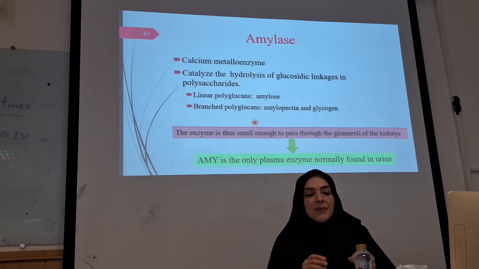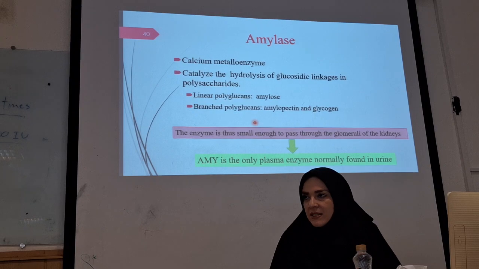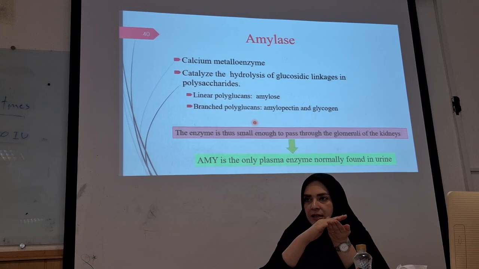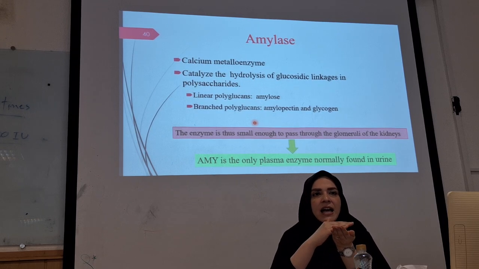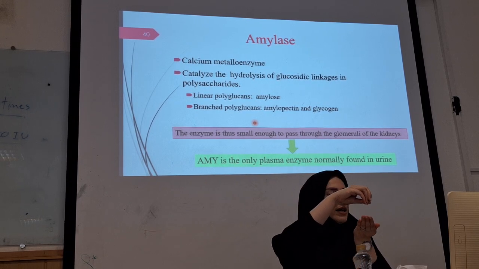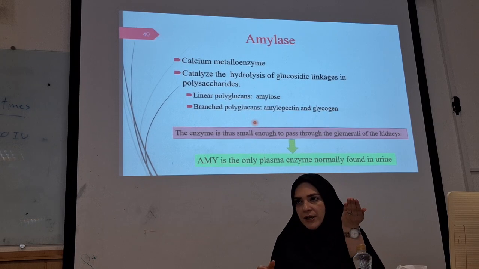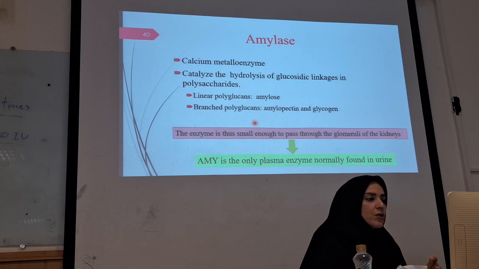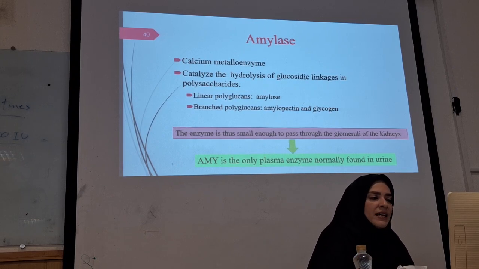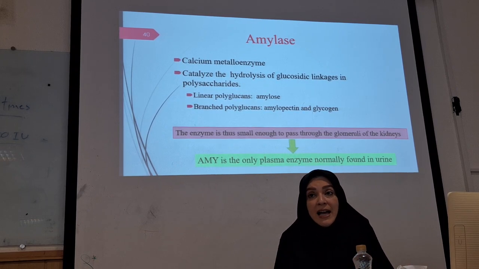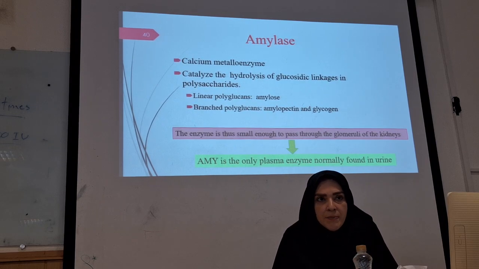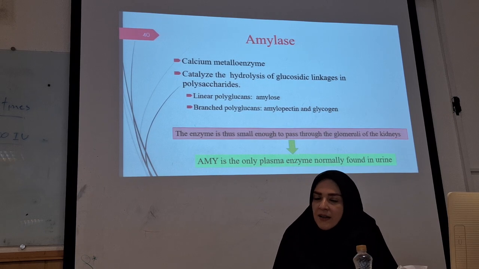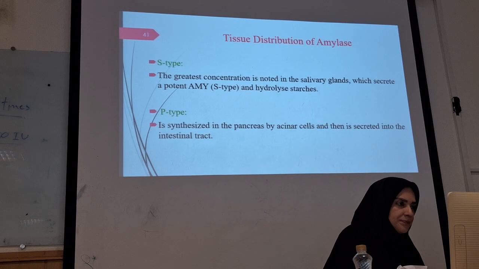Normally, we cannot find any enzyme in the urine because we have a barrier in the glomeruli of the kidney. It inhibits the entrance of enzymes into the urine, okay? But because amylase is a very, very small enzyme, it is normally the only enzyme that can be found in the urine. So if I ask you which enzyme is normally found in the urine, the name of the enzyme is amylase.